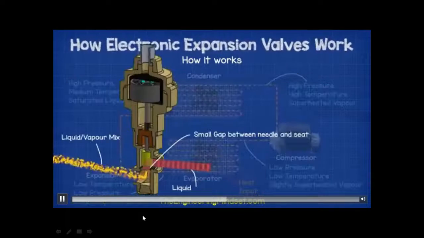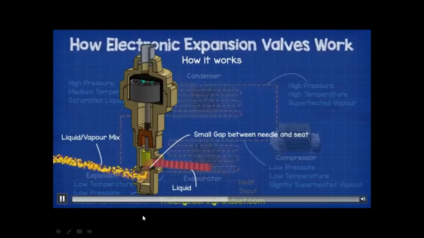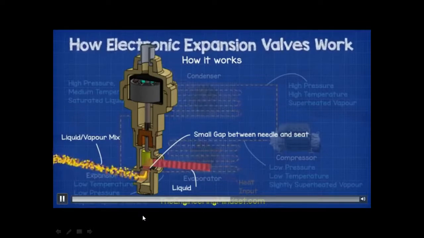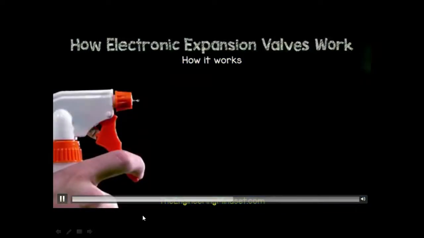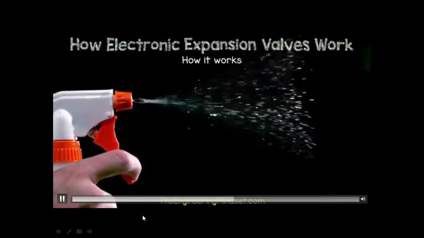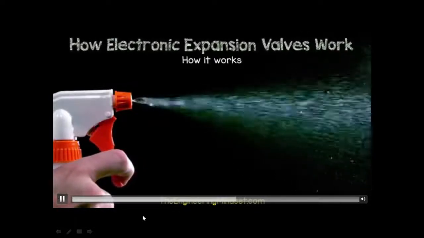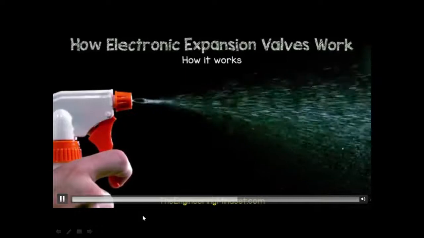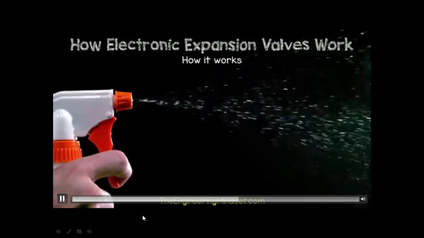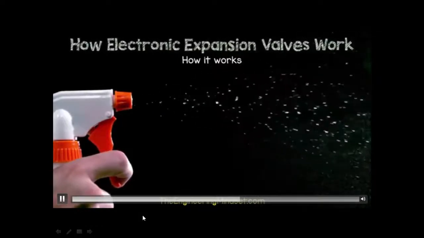As the high pressure liquid refrigerant bursts through the small gap between the valve seat and the needle, it drops in pressure. This will result in some of the refrigerant vaporizing, and the rest will continue through as a liquid. If you want to visualize this, it's similar to a water bottle spray nozzle. As you pull the trigger, the high pressure liquid is forced through a small orifice into a much lower pressure atmosphere, which causes the water to become part liquid and part vapor.